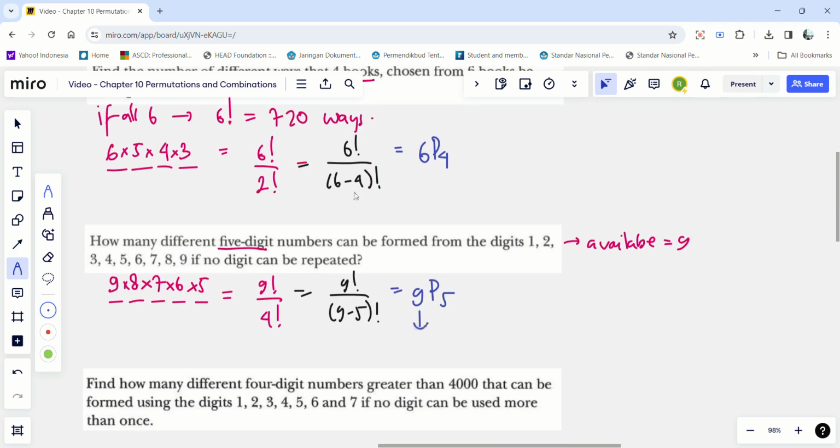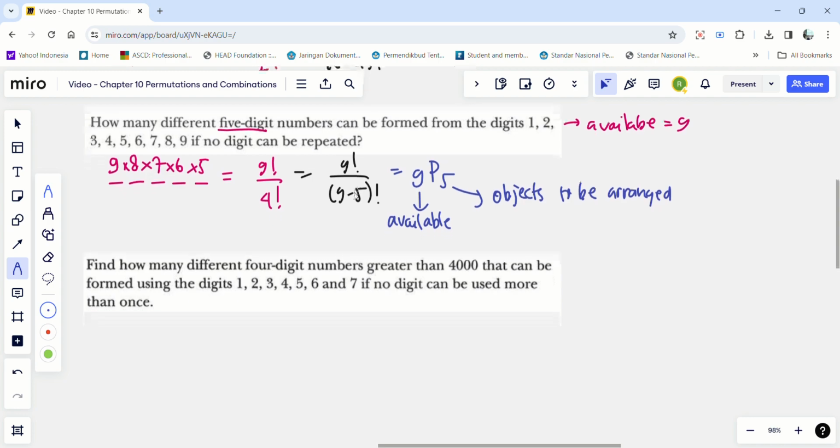So if you go back to the definition or the explanation above, simply the number over here shows the availability of all the objects that you have, that later you will take some to arrange. And the number 5 over here or the number 4 over here is the number of objects to be arranged. Okay, so of course you can calculate it by using a calculator.